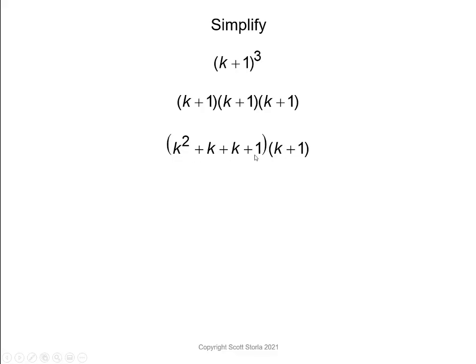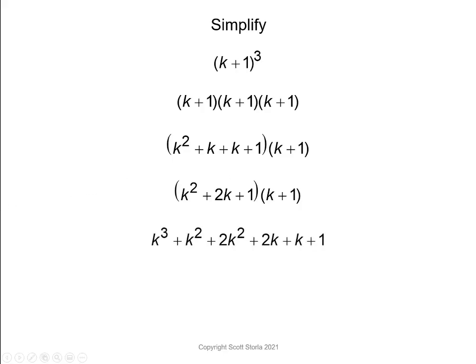And now I'm going to collect like terms inside this set of parentheses just to make my work a little easier. And that'll be k squared plus 2k plus 1. And always remember to bring along your third factor. And now I'm going to distribute and get k cubed plus k squared plus 2k squared plus 2k plus k plus 1. And when I collect like terms, I'll get k cubed plus 3k squared plus 3k's plus 1.